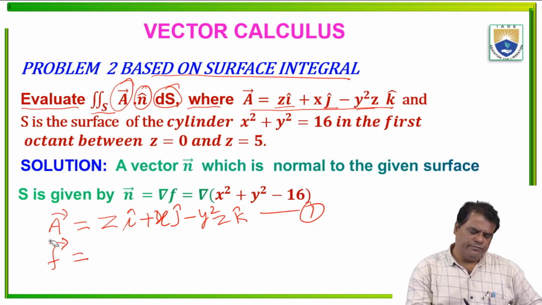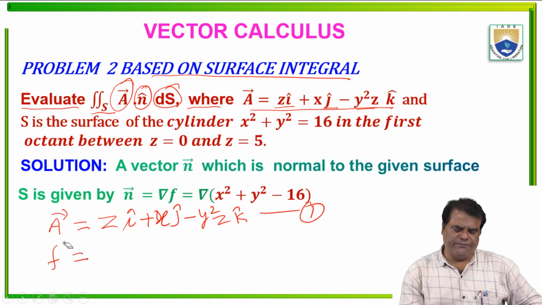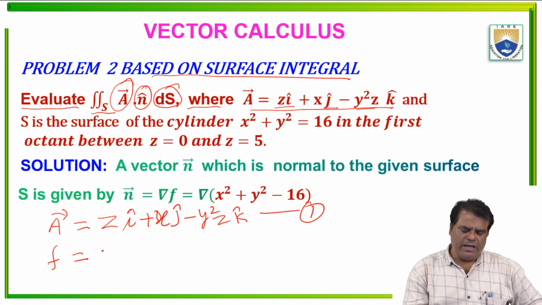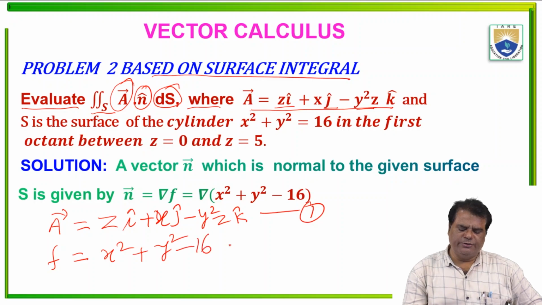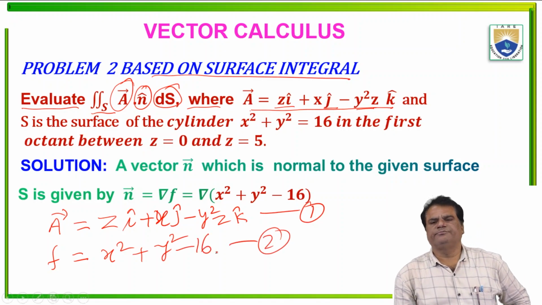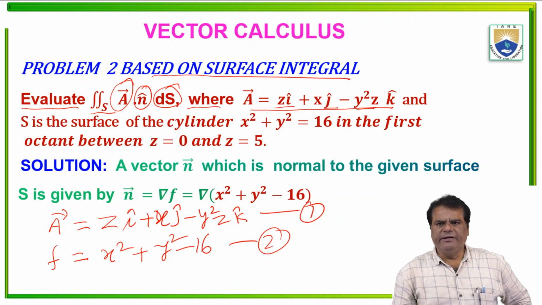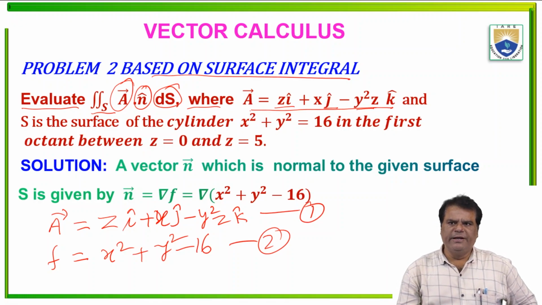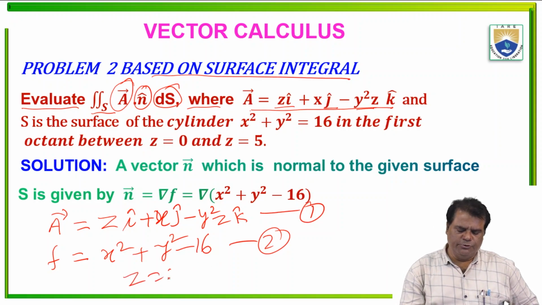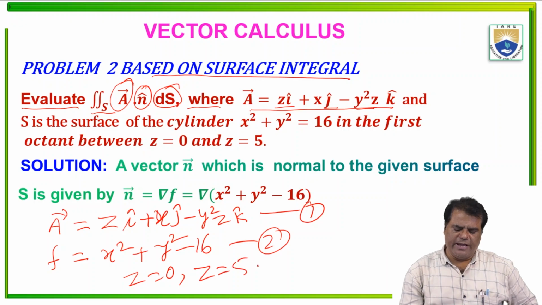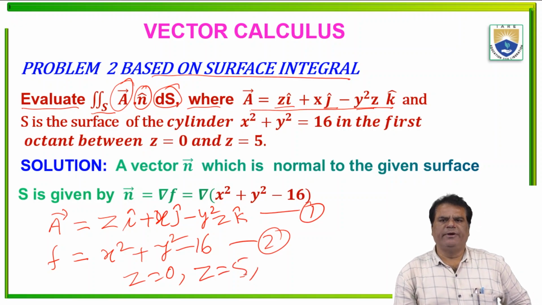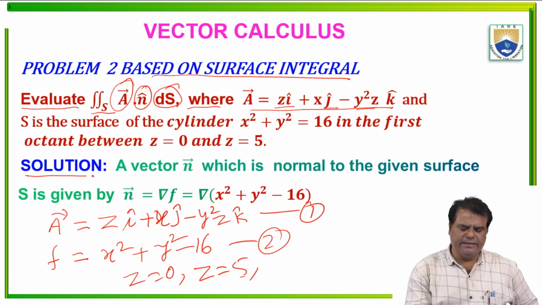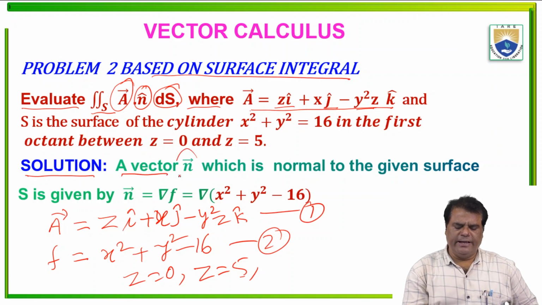F is the surface. F is x square plus y square minus 16. This is equation 2. Surface is given and vector A is given. And the limit is given: z equal to 0 and z equal to 5. This is the limit. So the solution starts with the n vector.